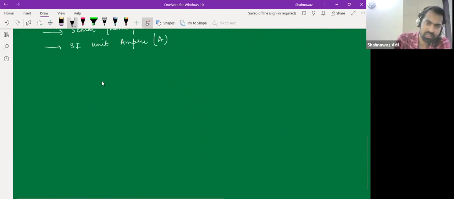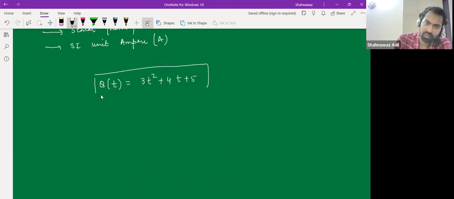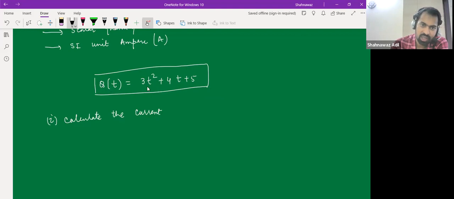So let's say that we have a charge which is dependent upon time, like 3t square plus 4t plus 5. So this is how the charge is changing. Now there can be two questions asked based on this. One would be to calculate current, right? You see that this is not a constant charge. The charge is varying with time, so this would be a non-steady current. And for non-steady current, we have two types of current. One is the average current, and the other one is the instantaneous current. Understood?